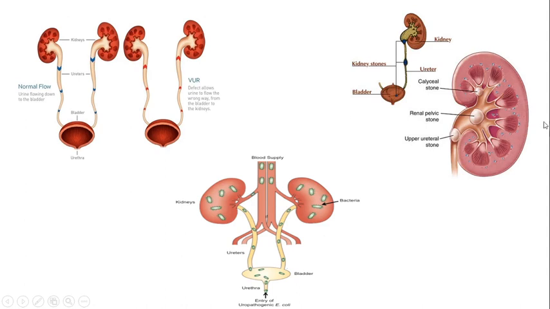Now look at this picture. This shows urinary calculi. Urinary calculi can occur in the kidney, in the renal pelvis, in the kidney tubules or in the ureter. So anywhere in the urinary system. When you have urinary calculi in any part of the urinary system, the urine flow gets obstructed. When urine stays in one place for a long time, the microorganisms can proliferate there and can cause infection. So that is how urinary calculi cause pyelonephritis.